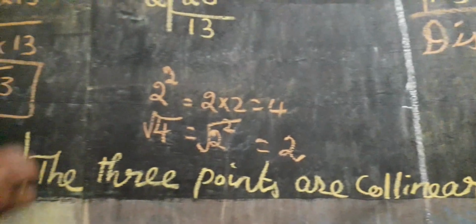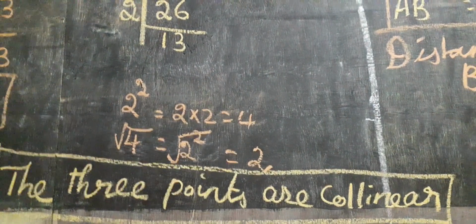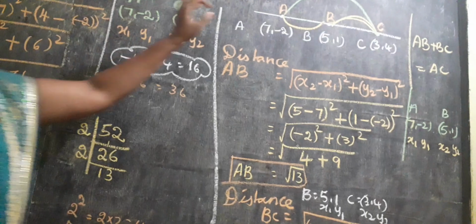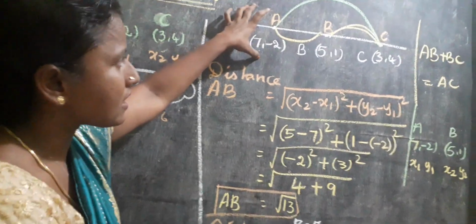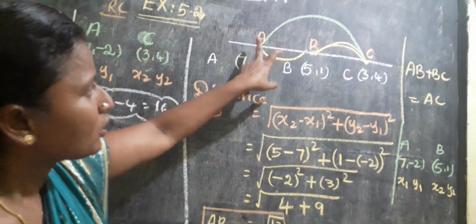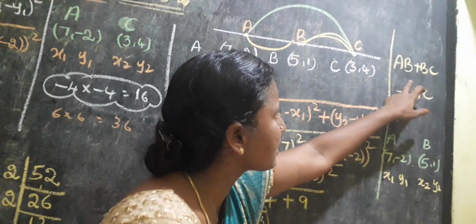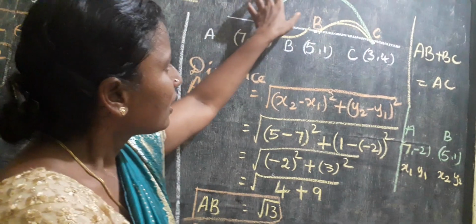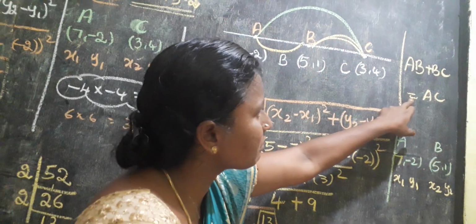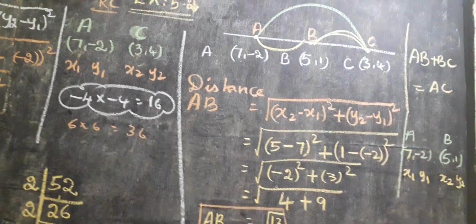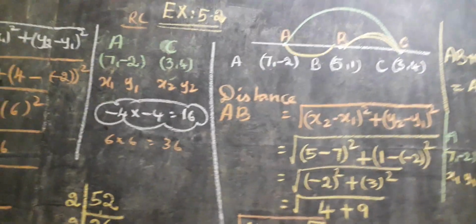Clear? Can you understand the concept, dears? We have considered the 3 points. The sum of two sets of points, AB plus BC, is equal to the third, AC. If it is equal, the 3 points are collinear. The given condition is proved.